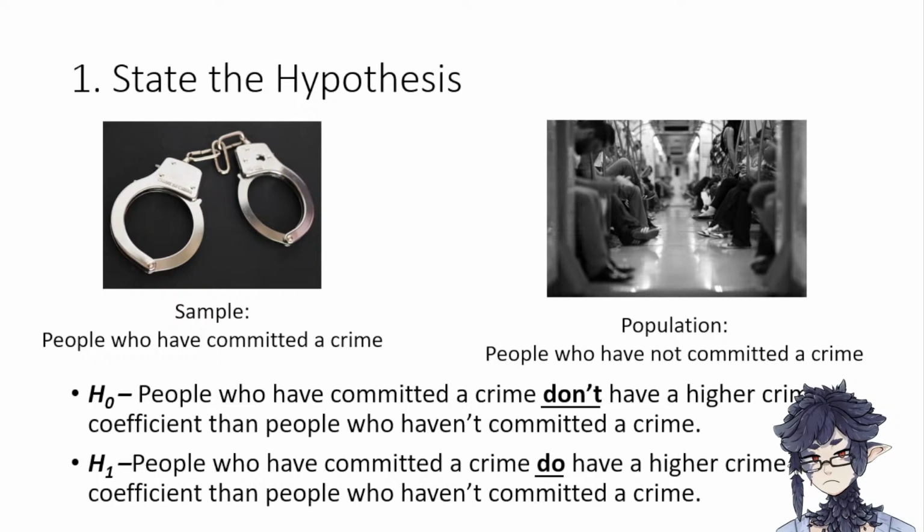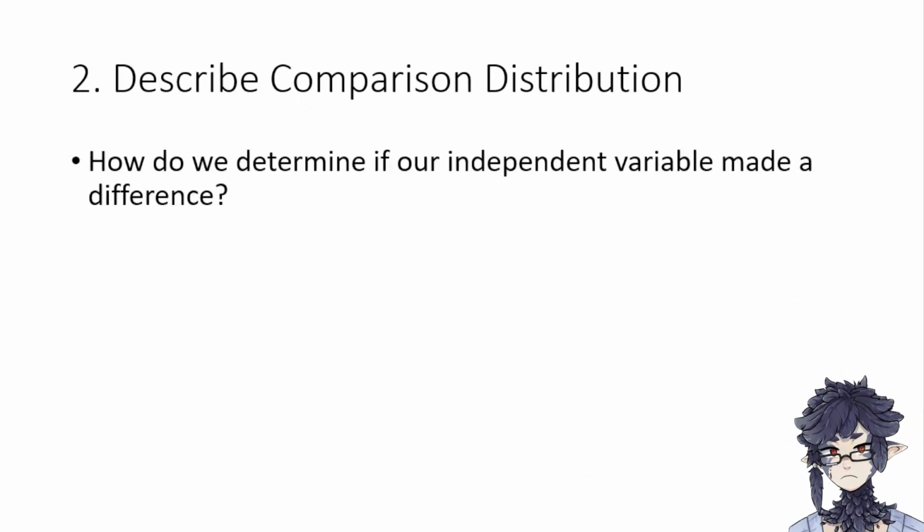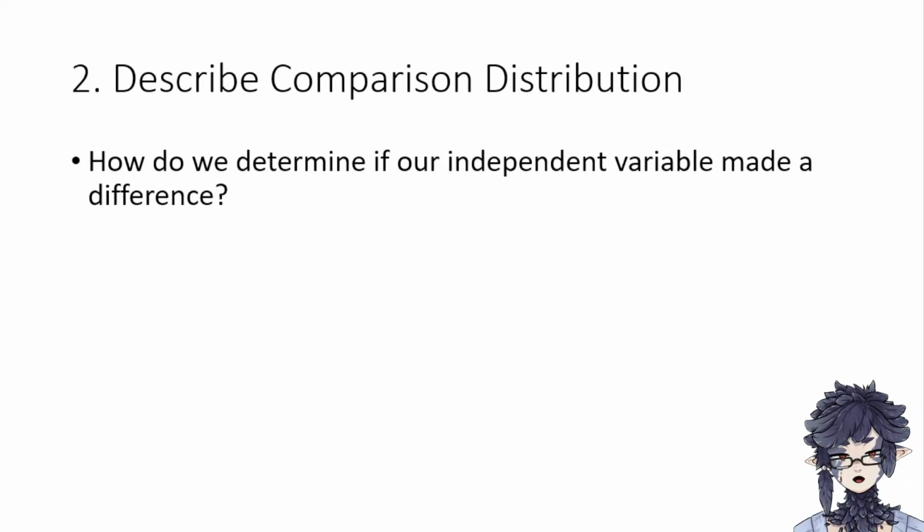All right, so step two. We've got to describe our comparison distribution. What does our control group look like? This is part of helping us determine if our independent variable made a difference.